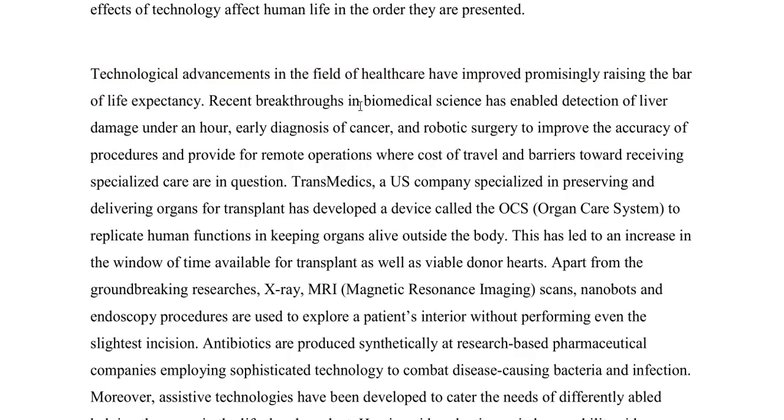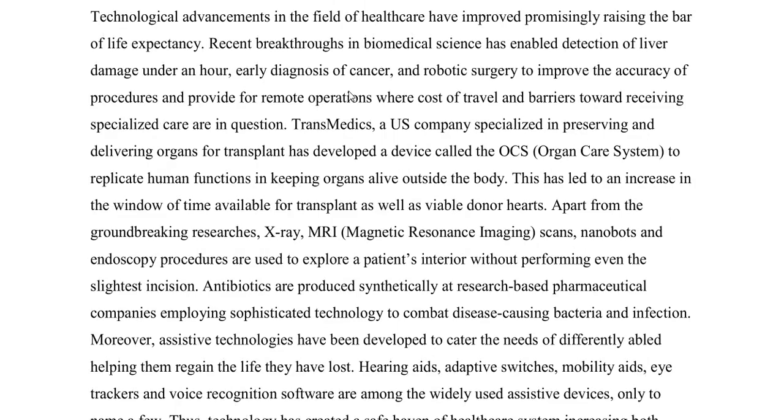Okay, now after this topic sentence, it is going to be supporting details. The details that support your point can include events, situations, quotations, historical events from the past, facts and figures to establish credibility, so that people will believe in you more, to persuade with your point. Recent breakthroughs in biomedical science have enabled detection of liver damage in under an hour. That is how technology has sped up the process.